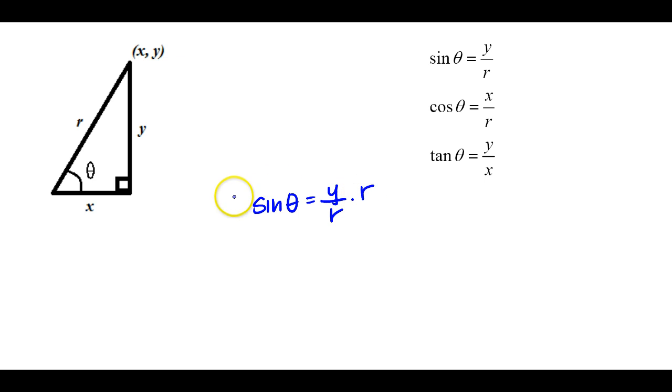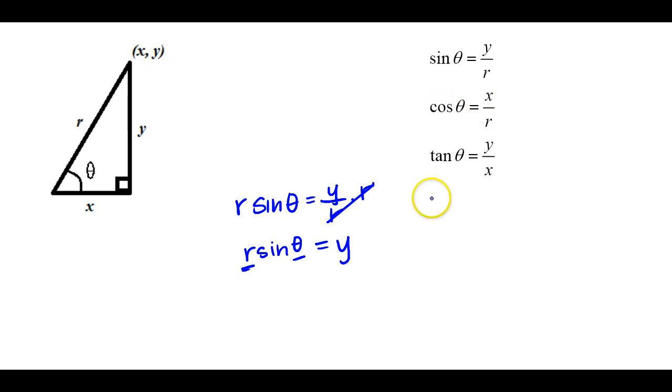How do I get y by itself? I'm going to multiply both sides by r. So these r's will cancel out. So what does y equal? y equals r times sine of theta. So if I want to find y, what do I need? I need to find an r, and I need to find that angle to substitute into the sine function, and then I have my value for y.